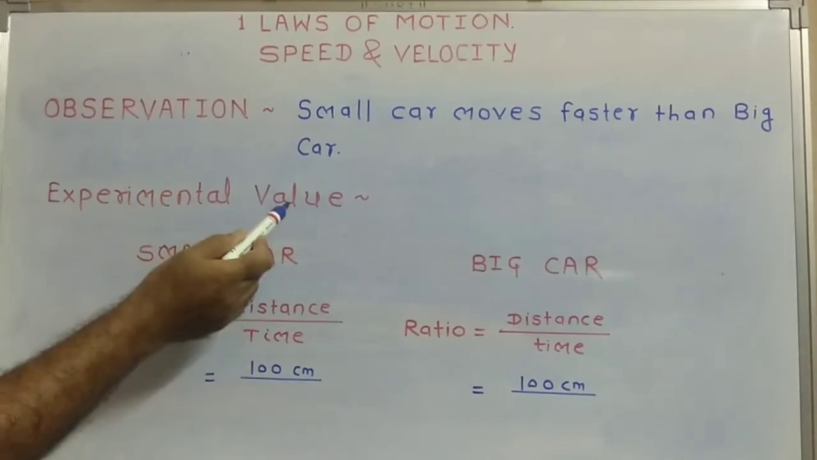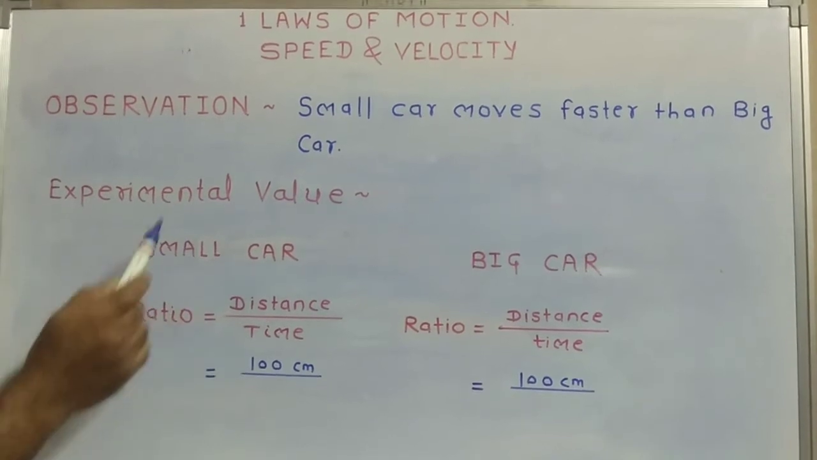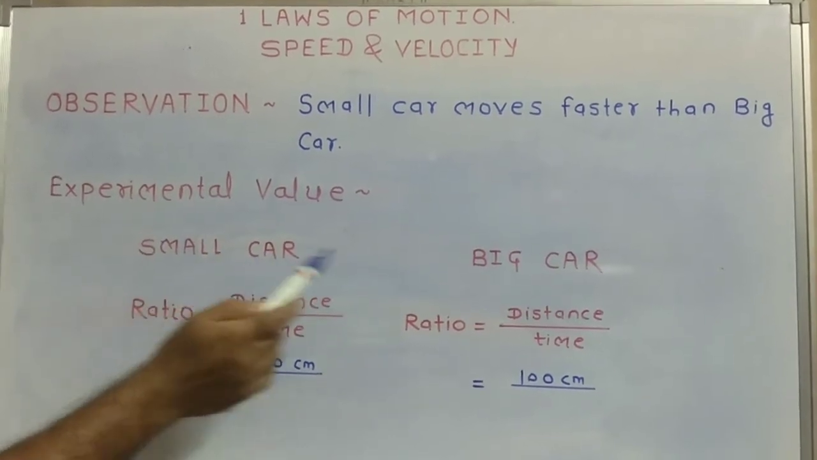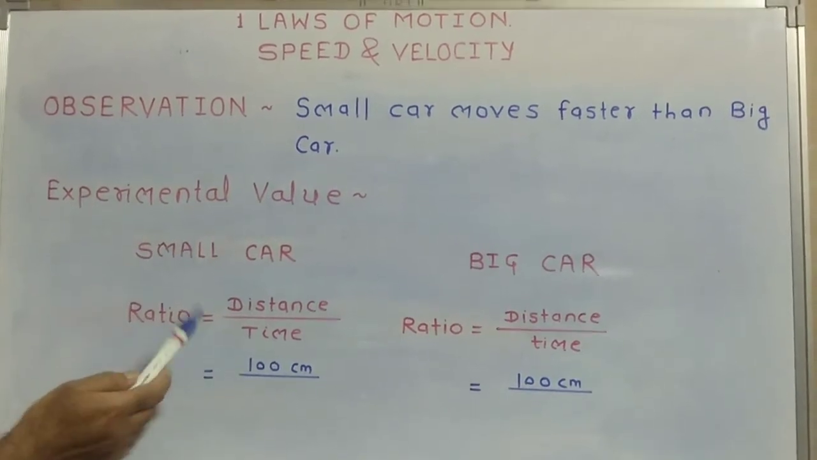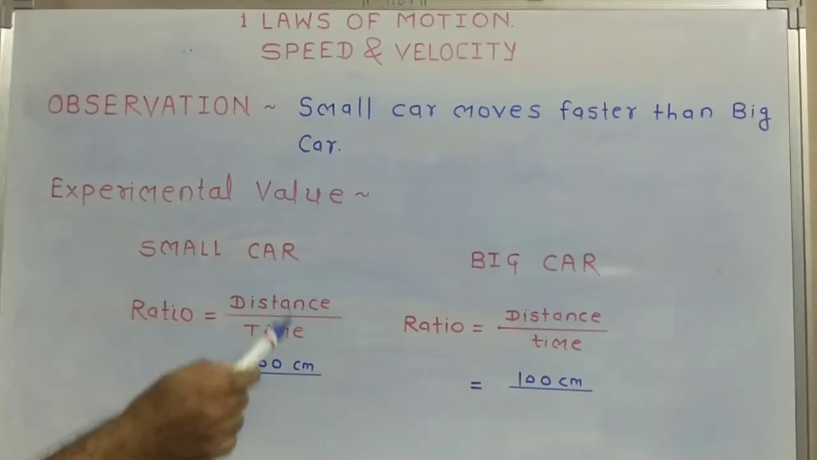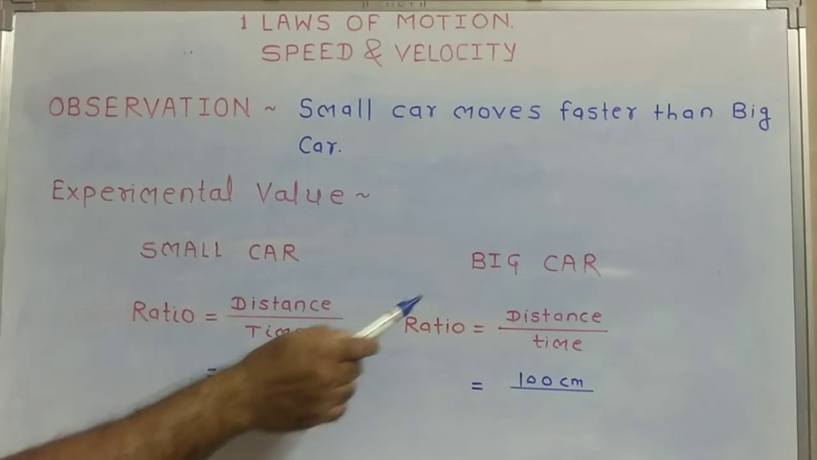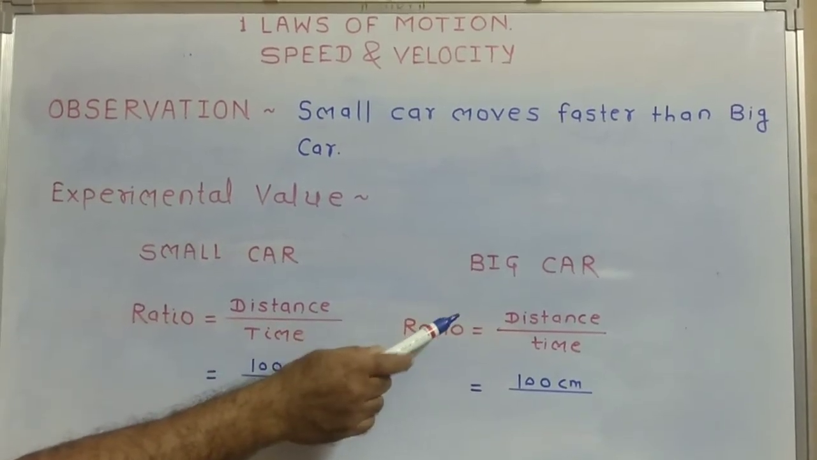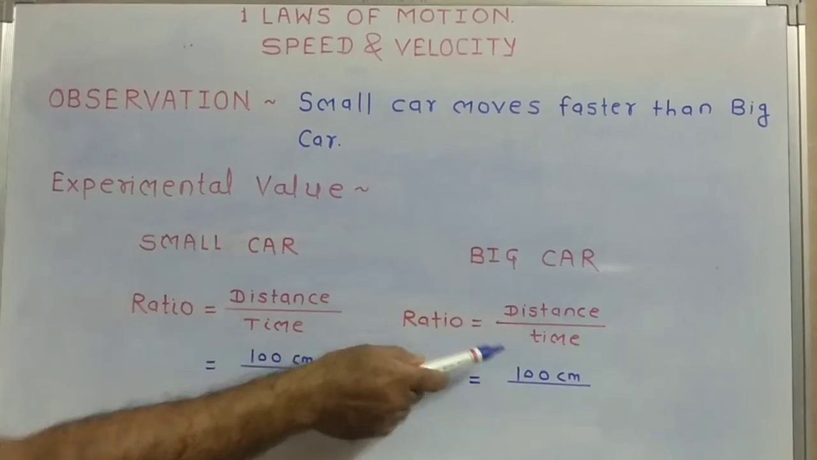How can we find out by experimental way? You have to consider the ratio for the small car and the ratio for the big car. Whose ratio do you have to consider? The distance traveled by the small car divided by the time taken by the small car to cover the distance, and in a similar manner you have to consider the ratio for the big car of distance upon time.